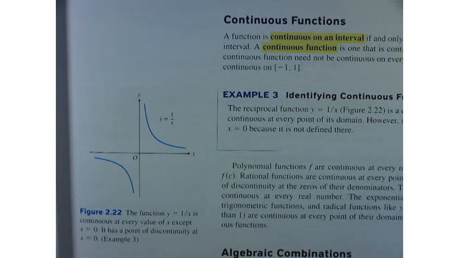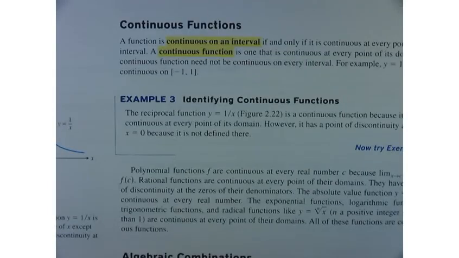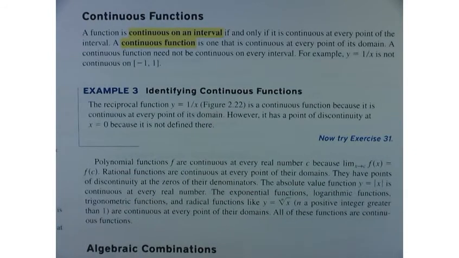So for example number 3, it's very important that we're able to identify continuous functions. It says the reciprocal function y equals 1 over x, that's the name of y equals 1 over x, is called the reciprocal function, is a continuous function because it is continuous at every point on its domain. However, it has a point of discontinuity at x equals 0, because it's not defined there. So we still call it a continuous function because the domain is all real numbers except what? x equals 0.